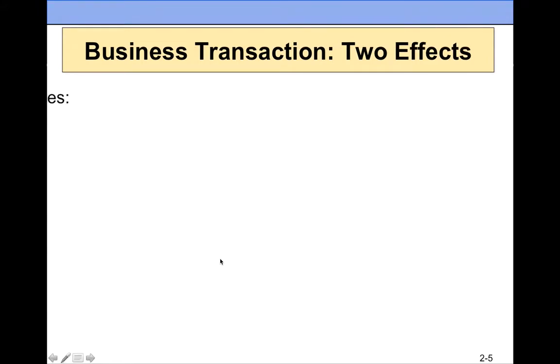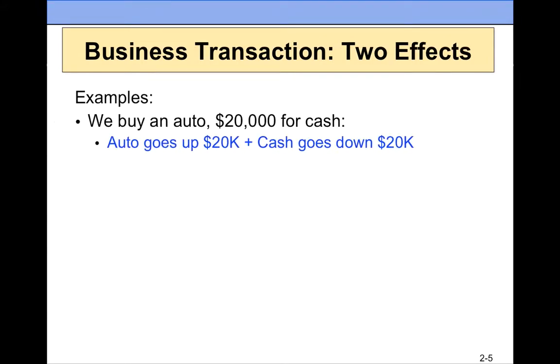So here are a couple of examples. Let's say very simplified examples. Our business purchases a car, an auto, and we pay $20,000 cash. The two accounts impacted are the auto, which we will call an asset. It goes up. We acquire it, so it goes up by $20,000. Another asset account is cash. We pay cash, and that one goes down $20,000. There are your two impacts. One goes up, one goes down.